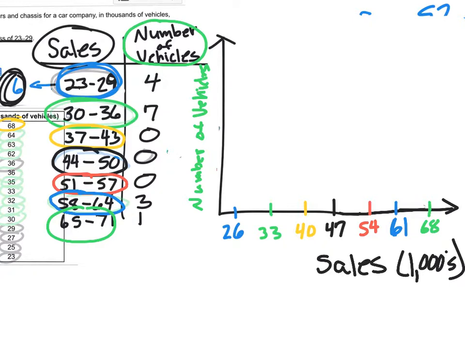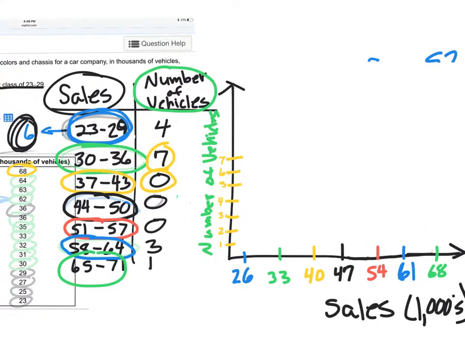So I can tell in my number of vehicles, I've got numbers going all the way from 0 up to 7. So really the most straightforward thing to do is just to count up by 1 from 0 to 7. So that is what I've done here. And now I need to have my bar that is going to be made to represent how many vehicles fell within that class of sales.